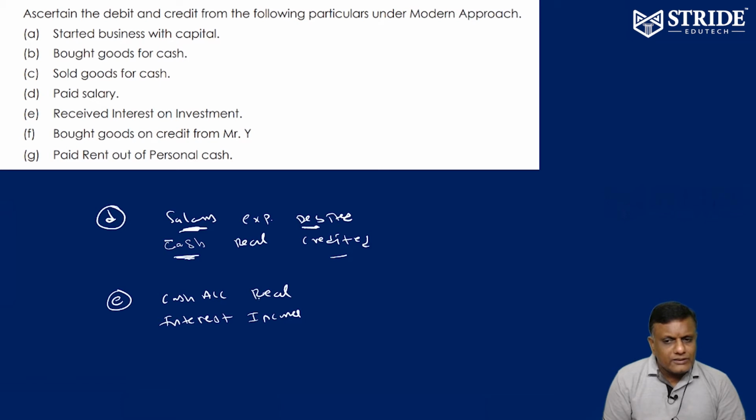Cash is a real account, what comes in. Interest income, income is a nominal account. So cash comes in, to be debited. Interest to be credited. That's it.